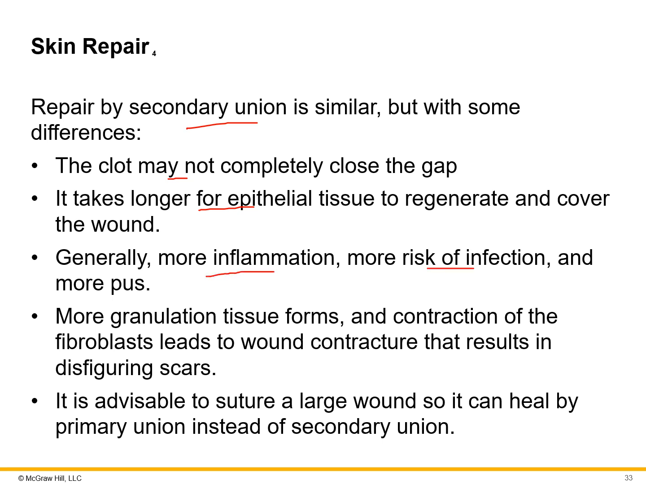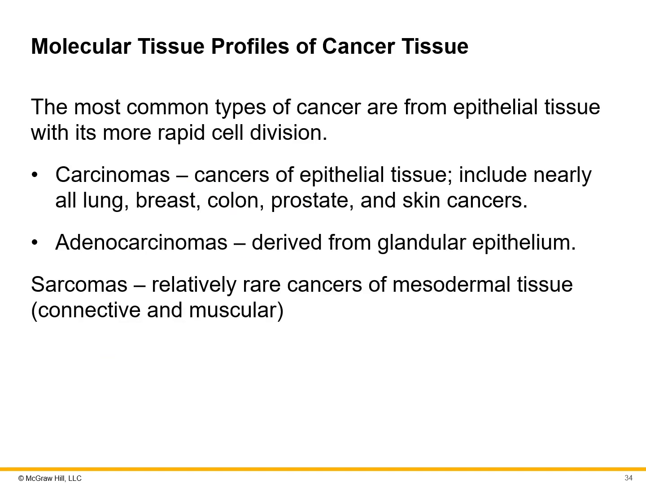There's more risk of infection because it's still open. And there's also more pus as more neutrophils are recruited to that site. We get more granulation tissue, and contraction of the fibroblasts causes wound contracture that results in disfiguring scars being formed. So it's advisable to suture a large wound, and that changes the secondary union into a primary union.